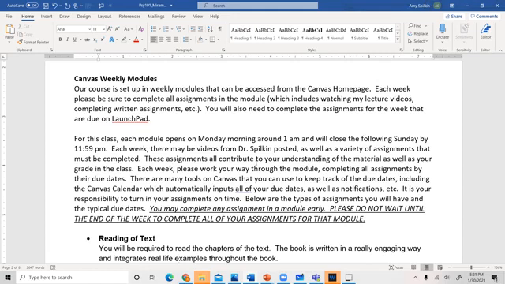I've tried to make this very simple, that all of your assignments for the week are due Sunday at 11:59 p.m. So the module opens Monday morning and it closes Sunday at 11:59 p.m. So you have all week to work on the assignments. But let me say here, don't wait until the end of the week to complete all of your assignments for that module. You know, don't wait till Sunday night at 11 o'clock to try to get everything done.